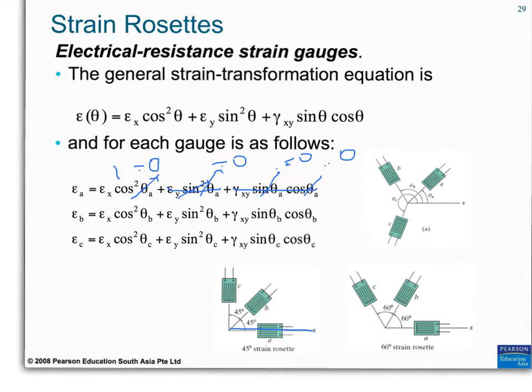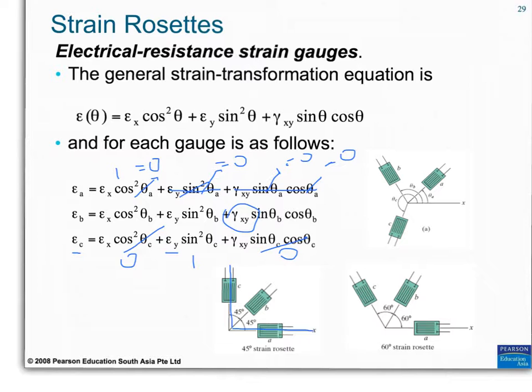You can do the same thing with the strain in the C direction. If that's aligned with the Y axis, then that's at 90 degrees, so cos 90 will be 0, sin 90 will be 1, and that one will be 0 as well. So strain C will give us strain in the Y direction directly. So then we've just got one further equation that we can use to solve for the shear strain.